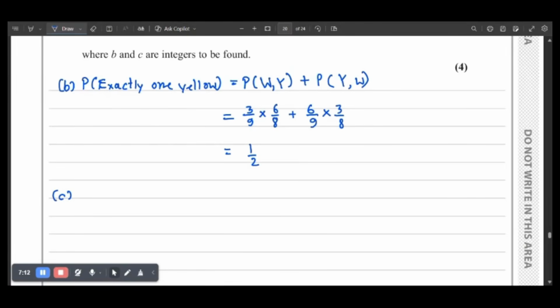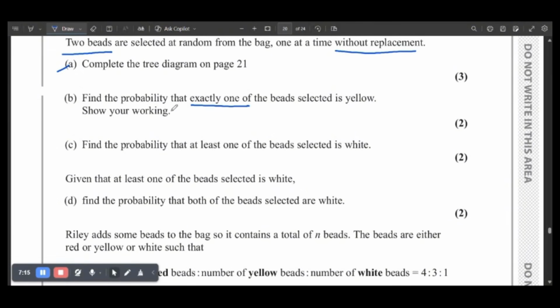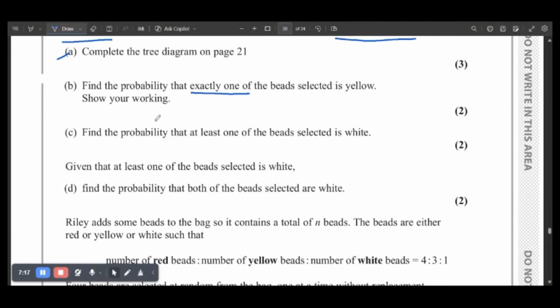For part C, if we read the question, it says find the probability that at least one of the beads is selected white. Again, the key word here is at least one. The difference between part B and part C is in part B the requirement was that exactly one of them has to be yellow. There cannot be two yellow because we are asked to find only one yellow between the combinations. In part C, the condition is different. Here we have to find at least one of the beads.